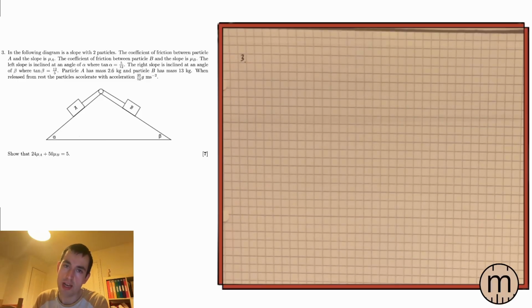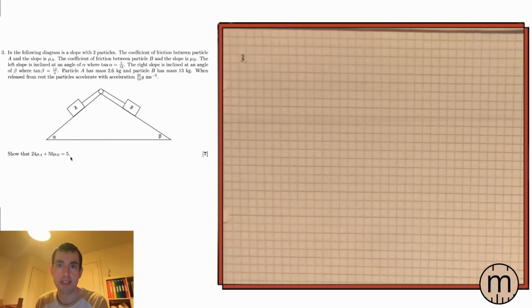Particle A, back on the left, 2.6 kilograms. Particle B, 13 kilograms. A wacky answer for the acceleration is there, 35 over 52 g meters per second squared. And we've got to show that this down here is true. Let's set it out.